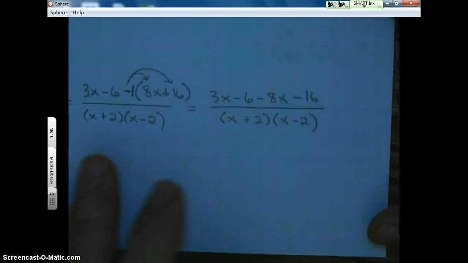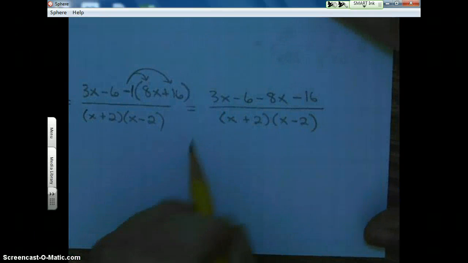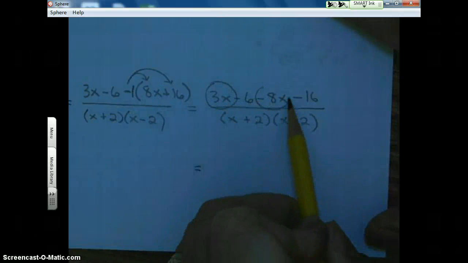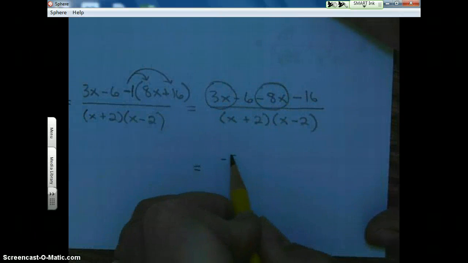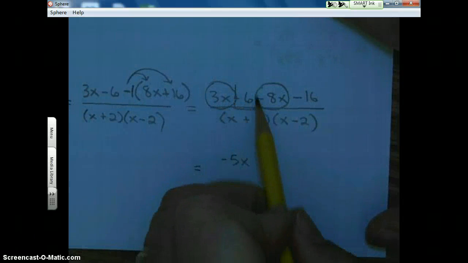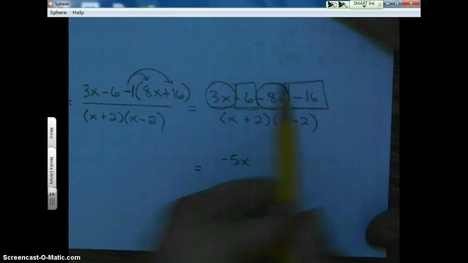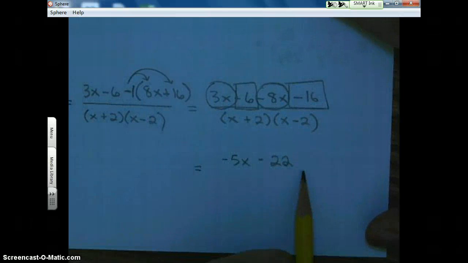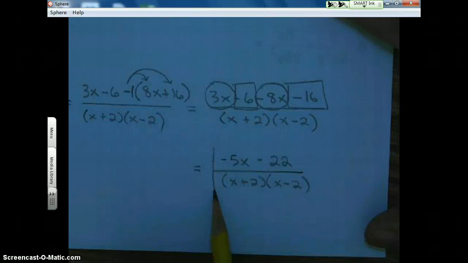Okay, not done yet. Let's go down below. Combining like terms, 3x minus 8x, negative 6 minus 16, and that is our answer.